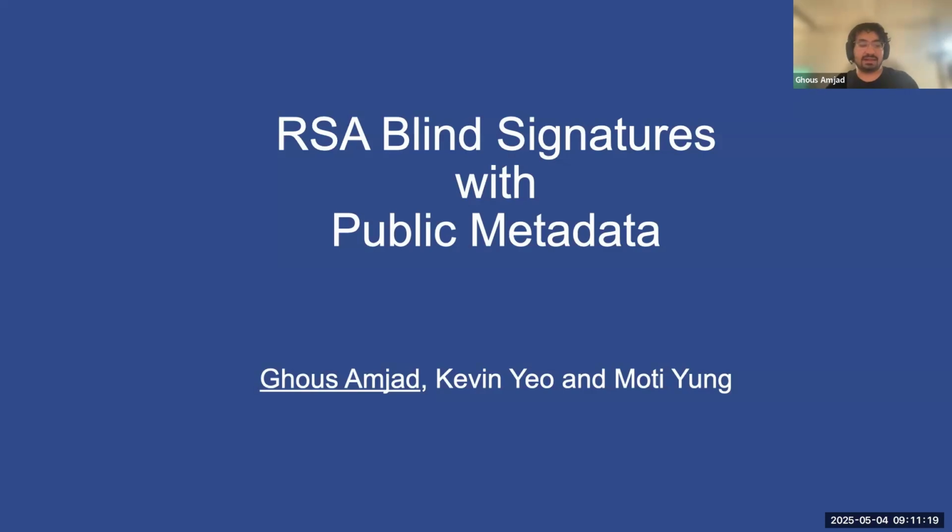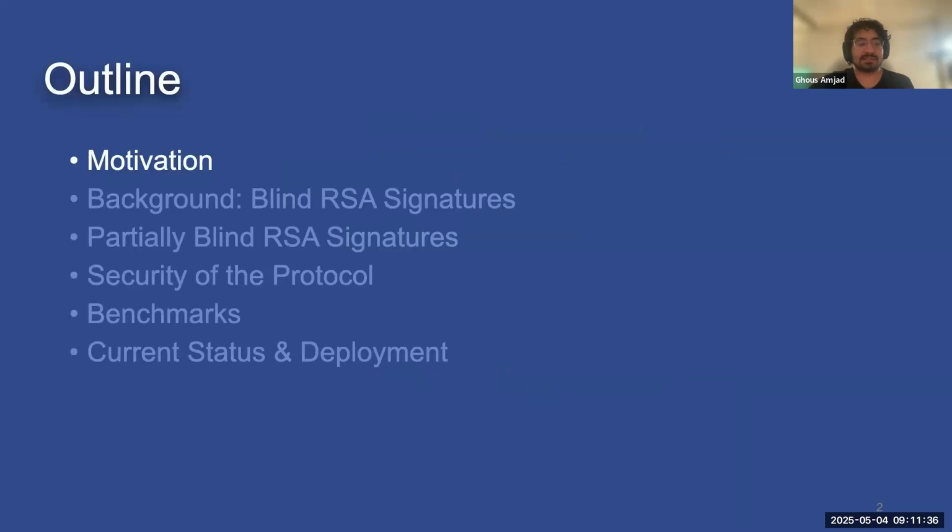All right. Okay. Hi, everyone. I can't see you, but I'm assuming I'm talking to people right now. So my name is Ghous, and today I'll be presenting our work on RSA blind signatures with public metadata. This is joint work with Kevin Yeo and Moti Young, part of the private computing team at Google NYC. So this talk is roughly divided into 6 sections. I'll motivate the problem, go over some required high-level background, give some overview of the main protocol, very briefly discuss the security of the protocol, go over implementation benchmarks, and finish off with some updates on the latest status of the protocol in terms of production deployment of our work.